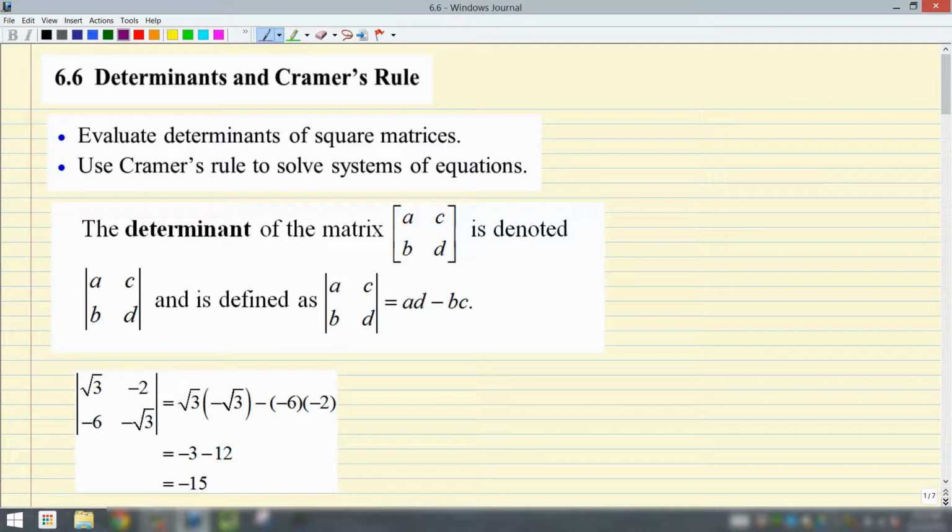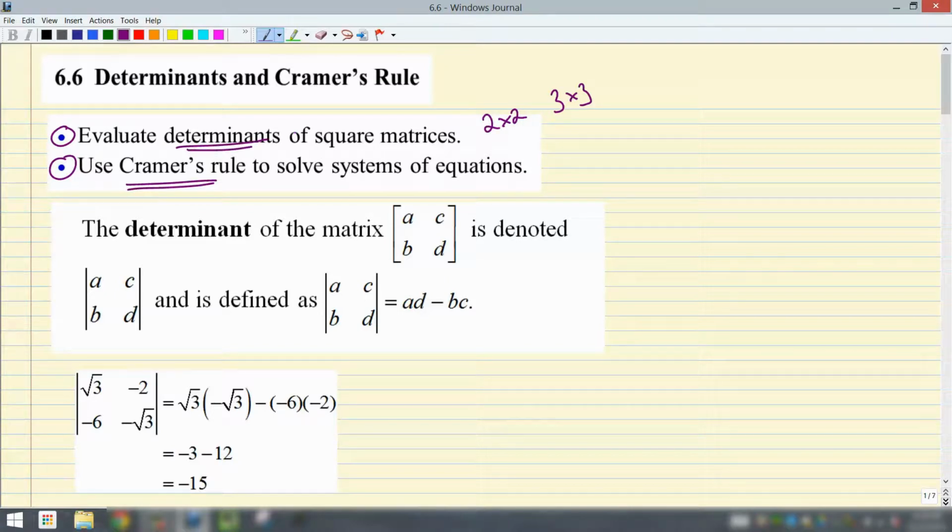This is 6.6, determinants and Cramer's rule. So there's two things we want to do. First of all, we want to evaluate determinants for a square matrix. We're going to do this for a 2 by 2, and then we're also going to do this for a 3 by 3. And then the second thing we want to do is use Cramer's rule to solve a system of equations. And Cramer's rule involves determinants.